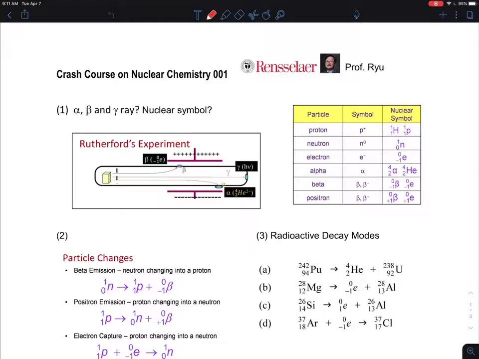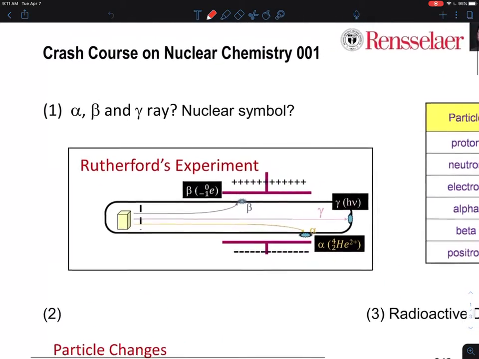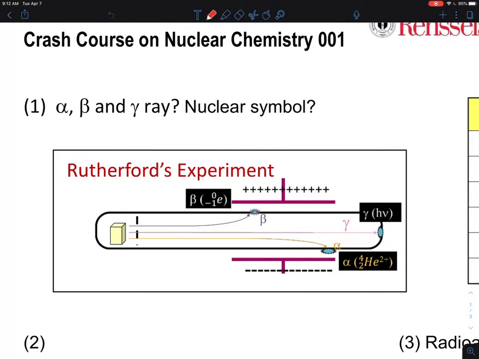So let's get started. This is a crash course on nuclear chemistry. This week you have talked about nuclear chemistry and then continued to work on the transition metal chemistry. Nuclear chemistry is about understanding these terms, what are called alpha, beta, and gamma rays, and also the nuclear symbols. It comes from the Rutherford experiment.